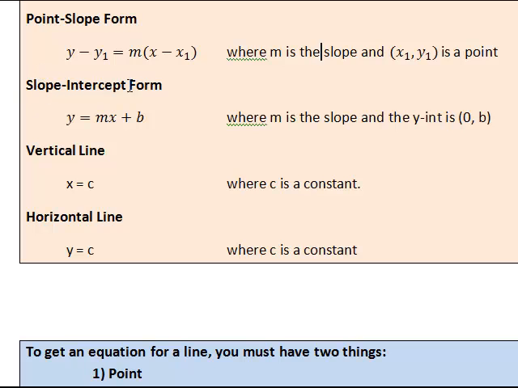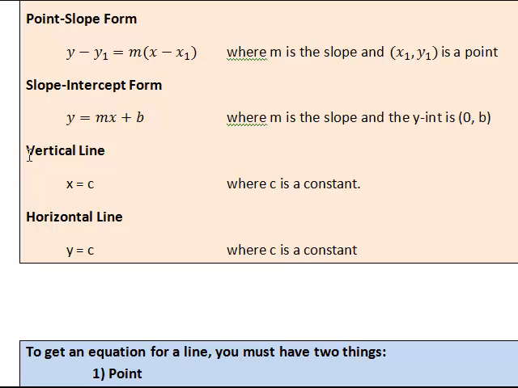Now, the next one's called your slope-intercept form, where y equals mx plus b. Again, m is your slope, and b is your y-intercept, the point (0, b). So, if you know the slope and a y-intercept, you can plug into this form. Now, what are the main differences between these two forms? Well, in each case, you need to know slope. In each case, you need to know a point. However, in the slope-intercept form, you specifically need to know the y-intercept. And how do we know if something's the y-intercept? Well, by definition, a point is a y-intercept if its x value is 0.